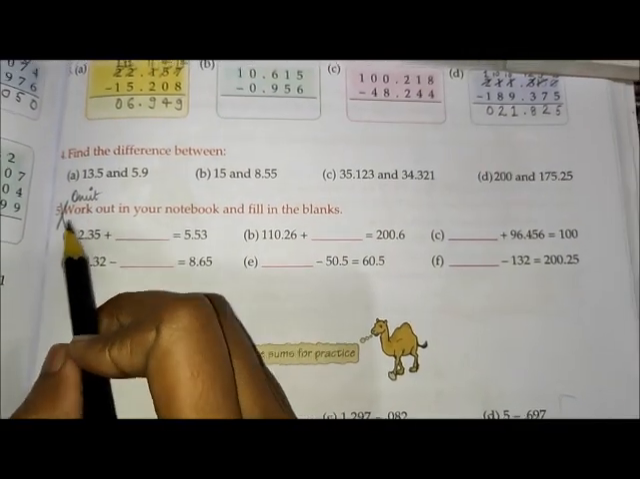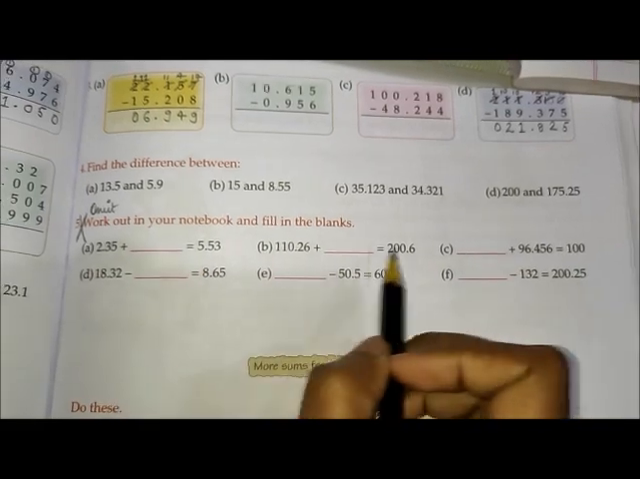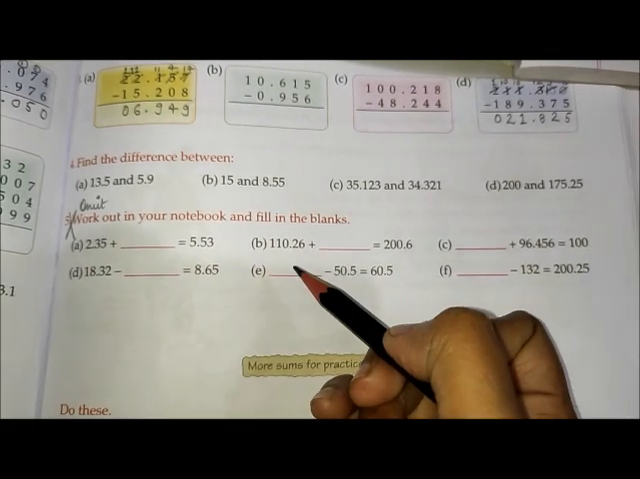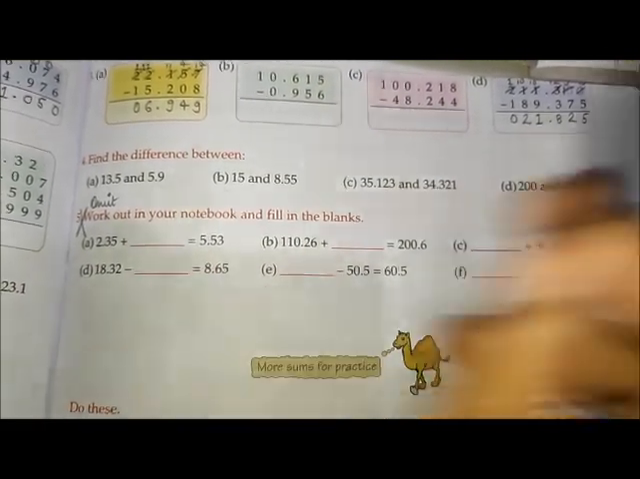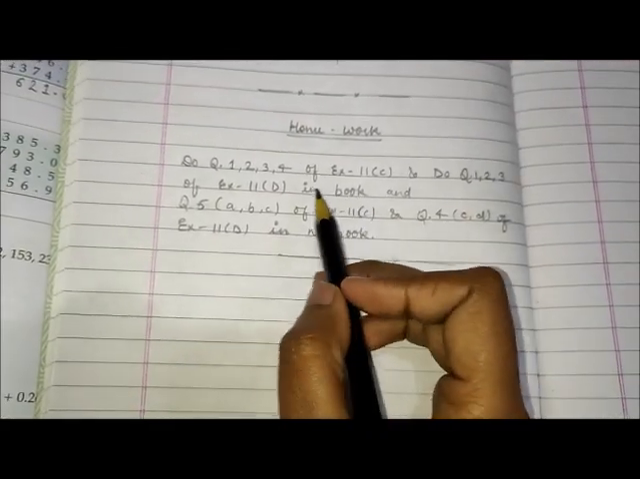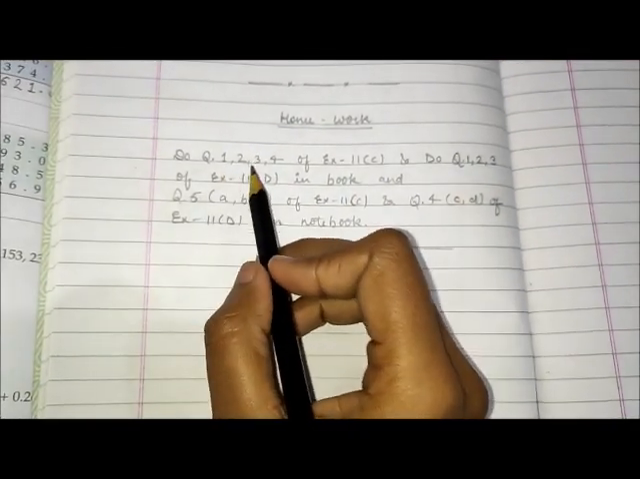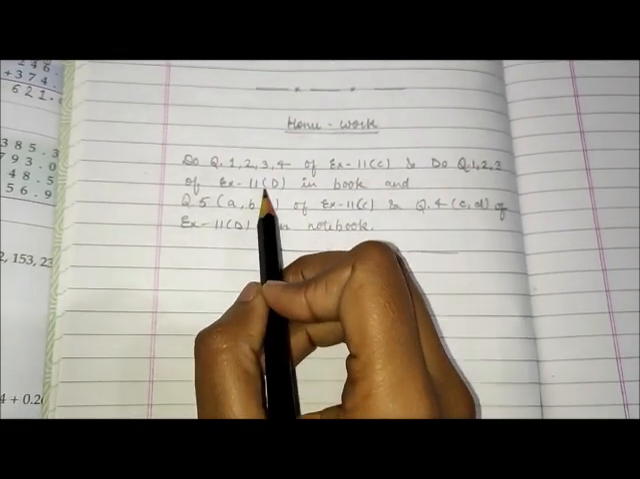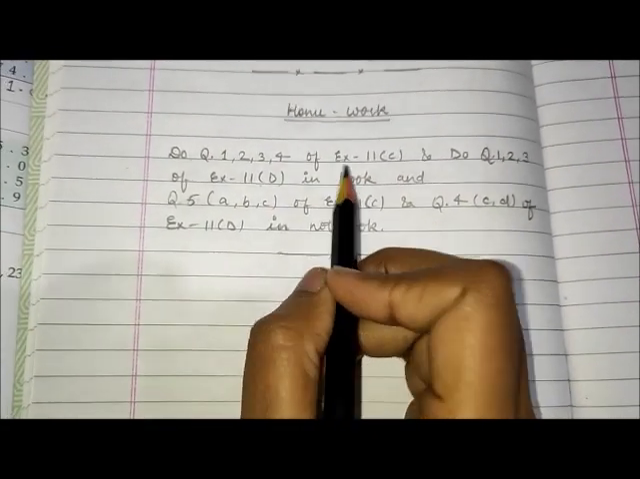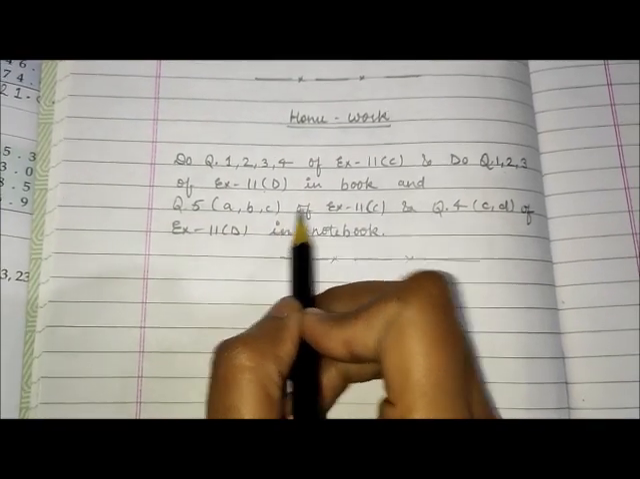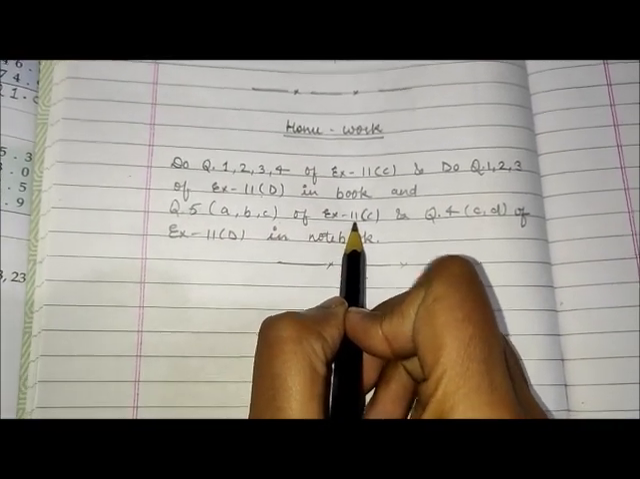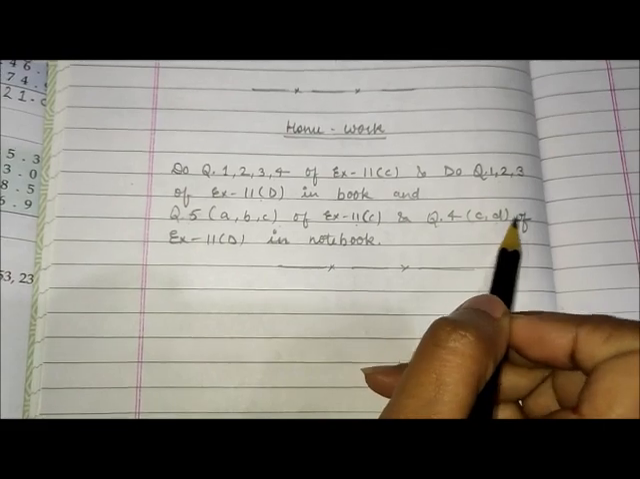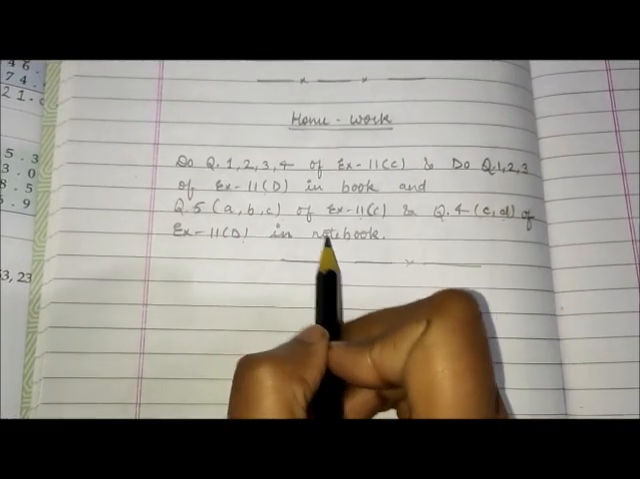Children, you have to omit question number 5 because this is just related to addition and subtraction. That's why you have to omit it. So children, in homework you have to do question number 1, 2, 3, 4 of exercise 11C and question number 1, 2, 3 of exercise 11D in book only, and question number 5 ABC of exercise 11C, question number 4 CD parts of exercise 11D in your notebook.